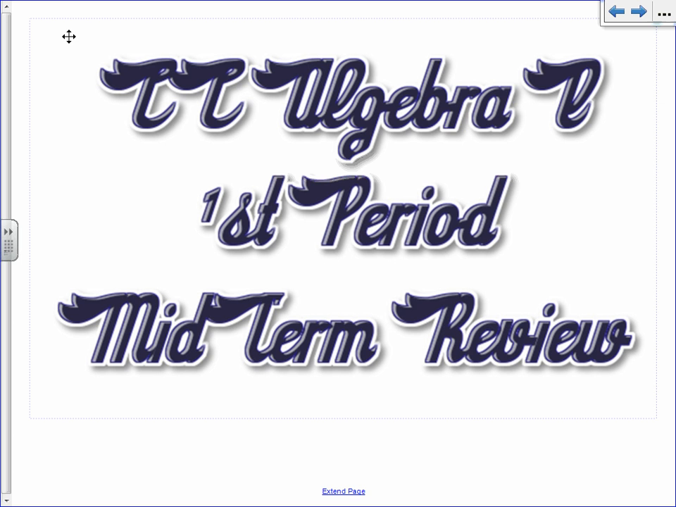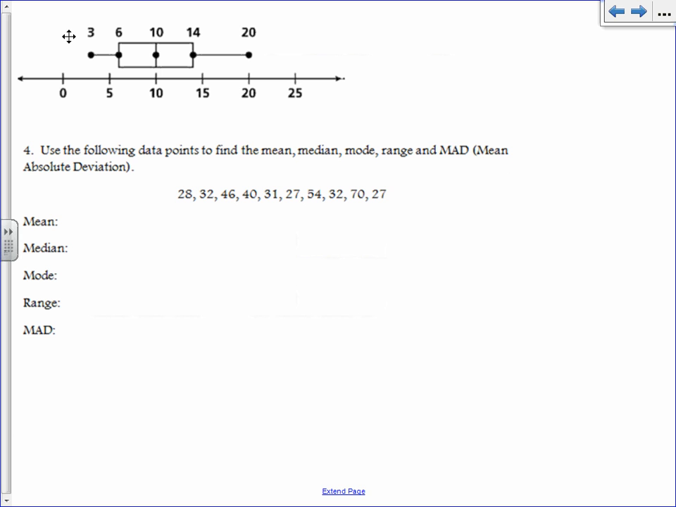Well, the first questions that we have here are on the box and whisker. I'm down at the bottom of the page answering questions on box and whisker. It says, use the box and whisker plot to find the minimum, the lower quartile. So the minimum here is, anybody? 3. The lower quartile is 6. The median, the upper quartile, and then the maximum. Okay.